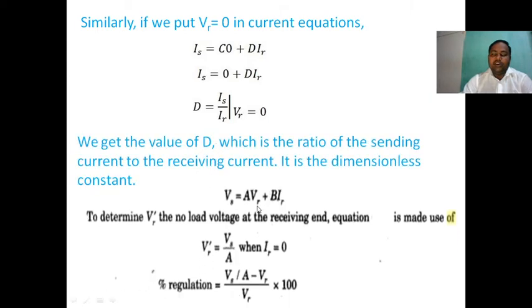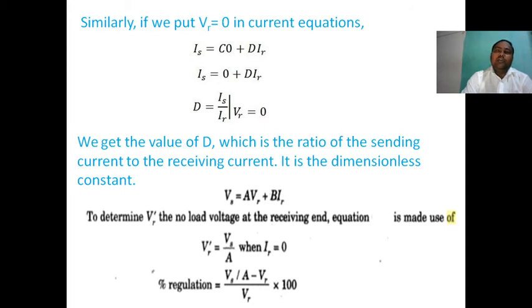So Vs is equal to AVR plus BIR. Now, to determine the voltage regulation, what is the voltage regulation formula? The voltage regulation is the change in voltage from no load to full load, expressed as a fraction of the full load voltage. I already explained that one. Here the important thing is the no load voltage at the receiving end. Normally we know the receiving end full load voltage is VR.